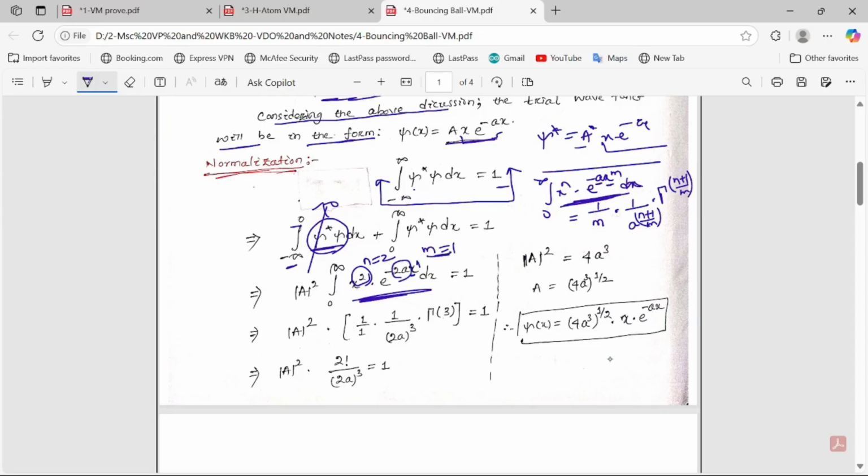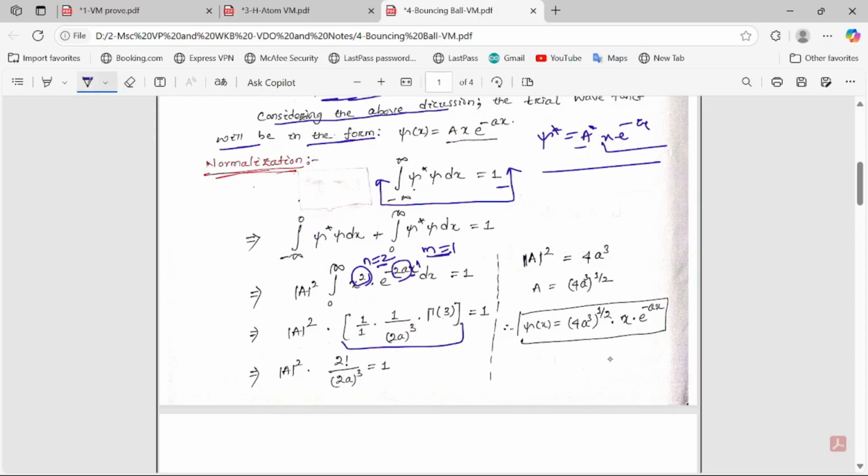m equal to 1, so the value will be 1 by m, 1 by 1. Then 1 by (2a) to the power (n plus 1) by m. n means 2, m is 1, so 2 plus 1 is 3. Gamma 3. Remember this integration is very important. After simplification, we get the normalization constant value A as (4a³) to the power 1 by 2. Now the normalized wave function will be this one.